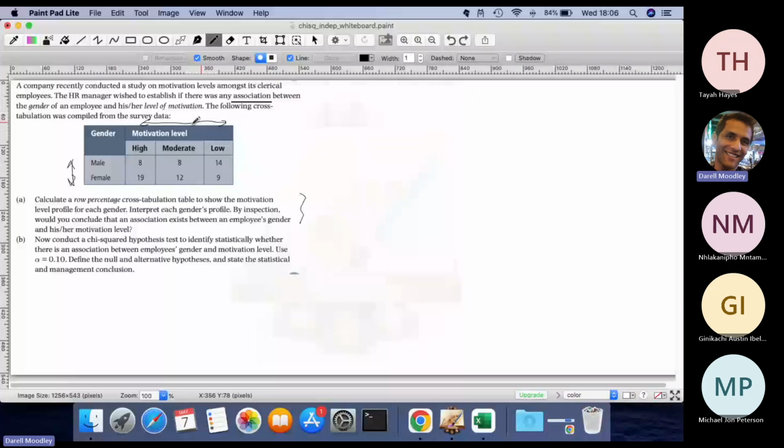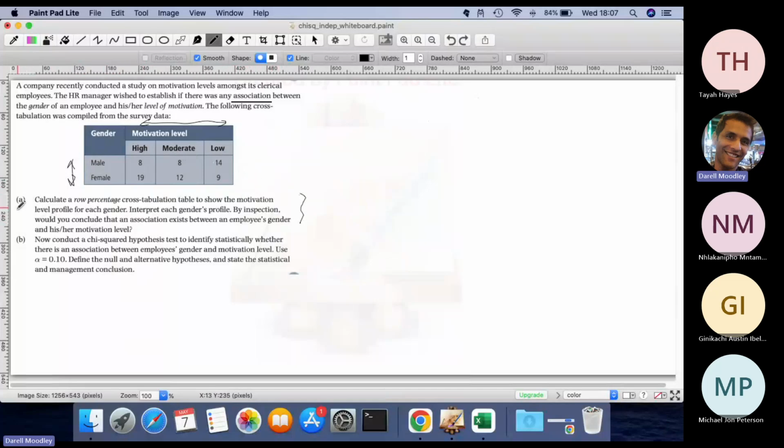So the following cross tabulation table was compiled from the survey data. This cross tabulation table shouldn't be new to you, especially with your assignment. You would use this for probabilities. It's the same thing: you're comparing two different variables, and you're counting how many people fall in those intersections. So here, 8 males are highly motivated, 8 males are moderately motivated, but 14 of them have a low level of motivation. And the same for females. We have 19 who are highly motivated and 9 who have a low level of motivation.